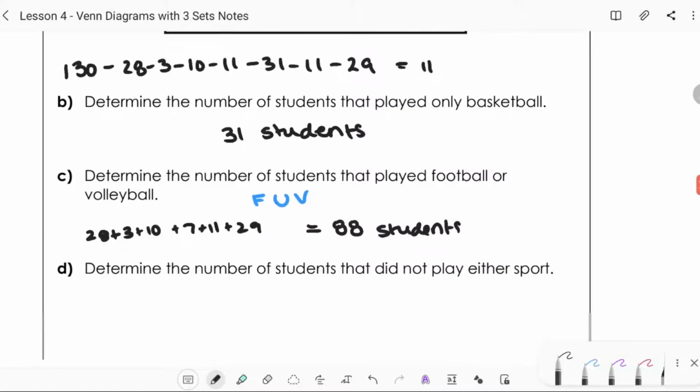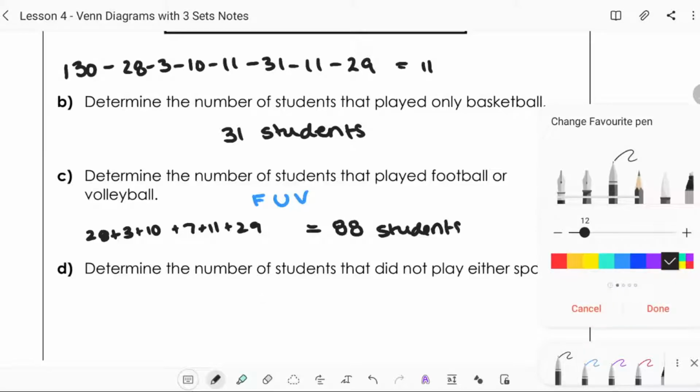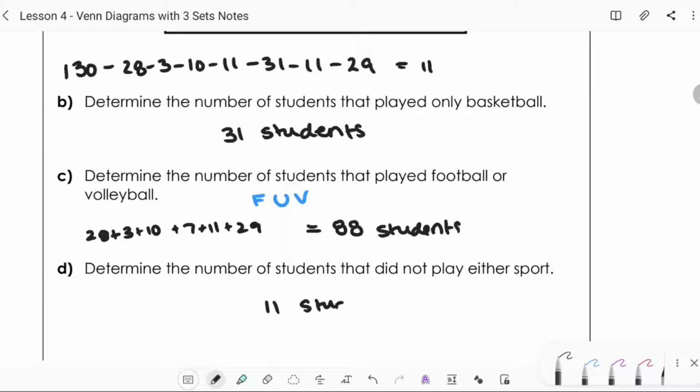And lastly, the number of students that did not play either sport or any of these 3 sports. That was that 11 students we found up above.